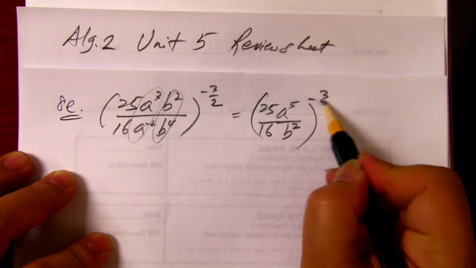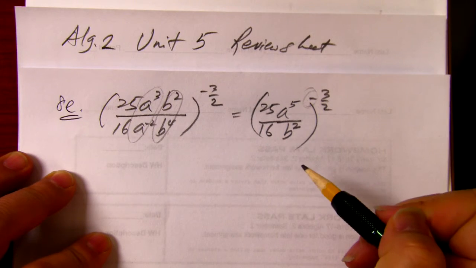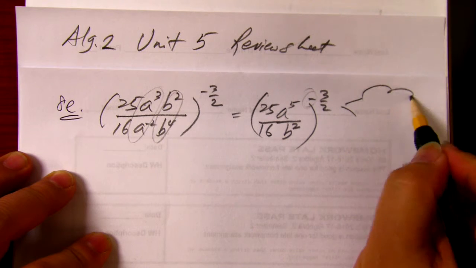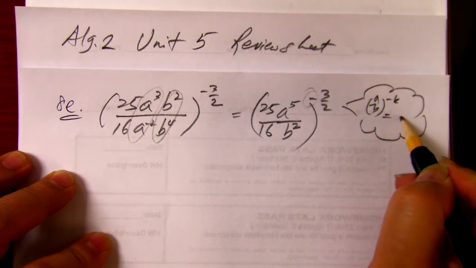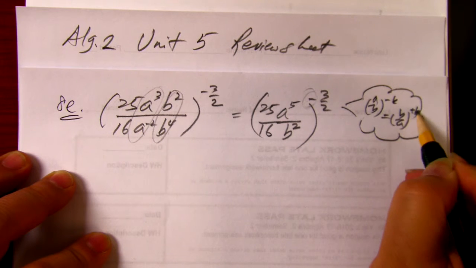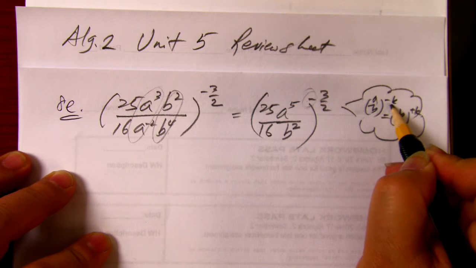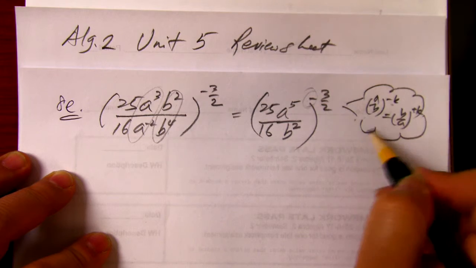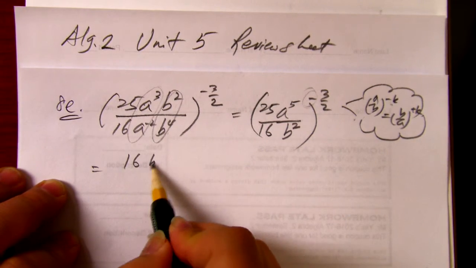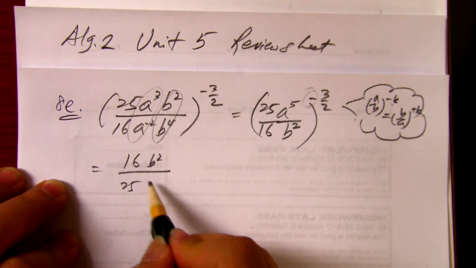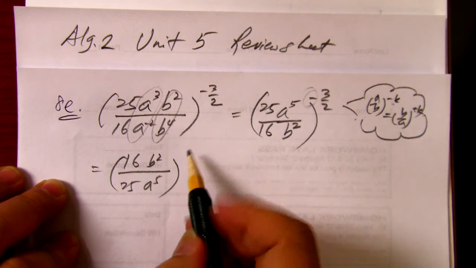Now, the second thing that you want to look at is that negative exponent. When you see that, you should remember that when you have a over b to the negative k, that's b over a to the positive k. When you change the sign of the exponent, you flip the base like this. So I'm going to do that right now. So that's 16 b squared over 25 a to the 5th.